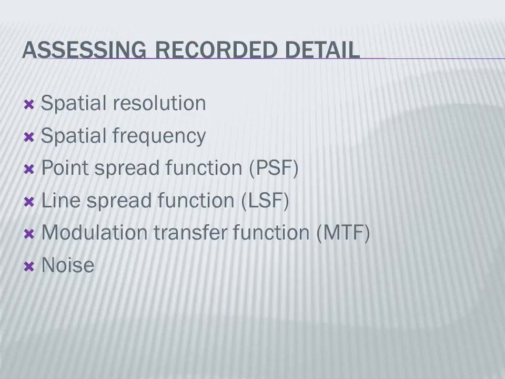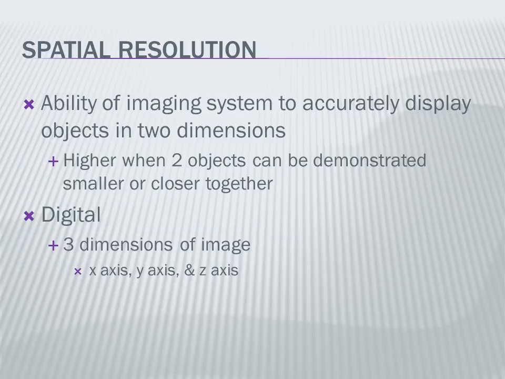So these are the things that we're going to talk about: spatial resolution, spatial frequency, point spread function, line spread function, modulation transfer function, and noise. Spatial resolution is the ability of an imaging system to accurately display objects in 2 dimensions. So it's higher when 2 objects can be demonstrated smaller or closer together.